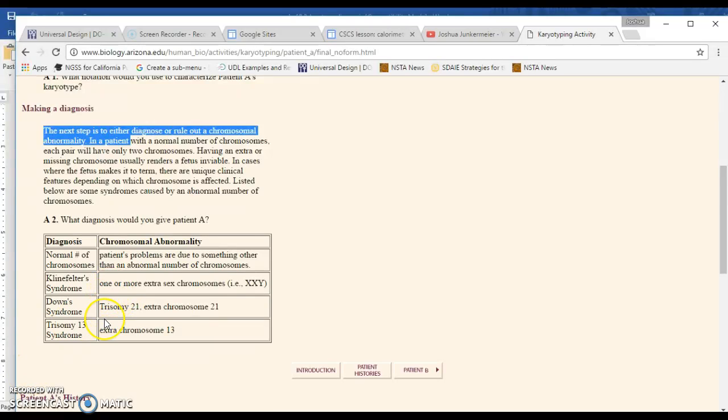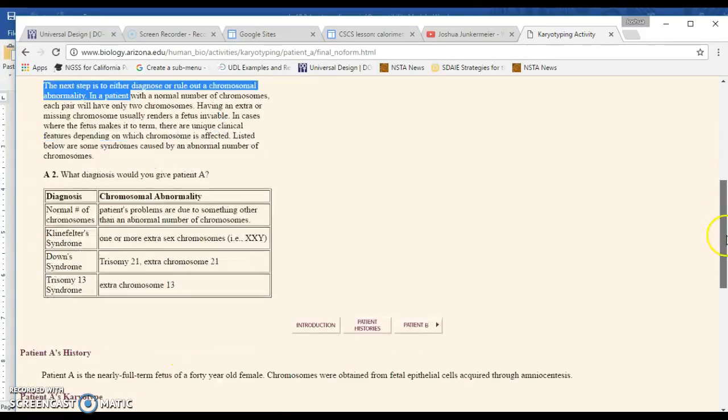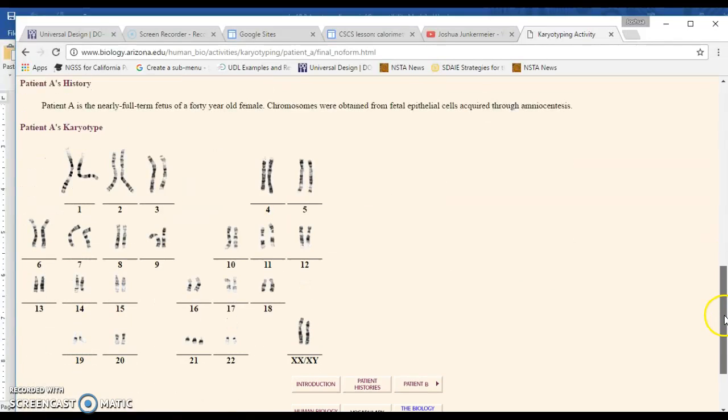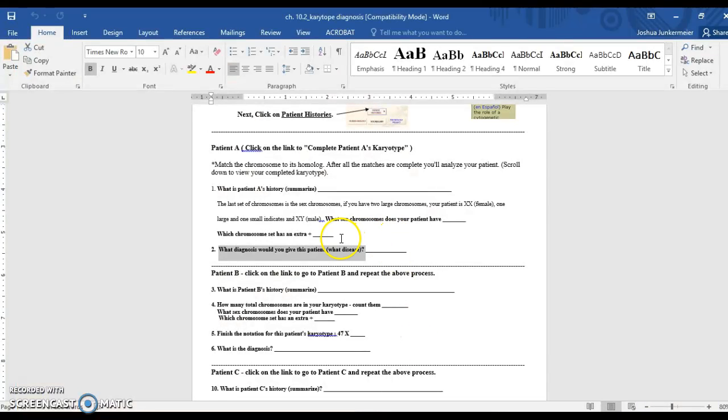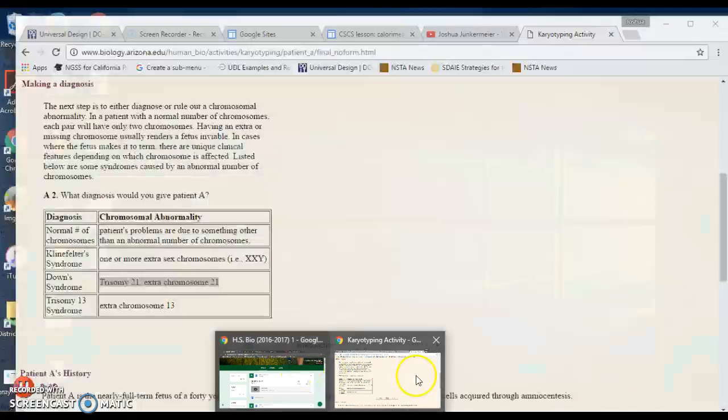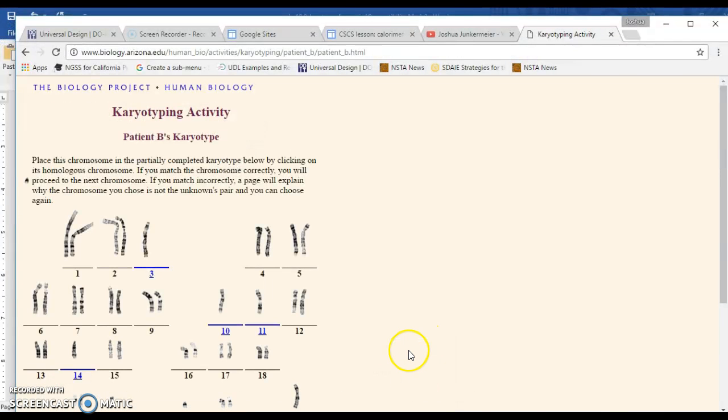And in this example, it looks like, let's see here. Oh, it wasn't an extra copy of 18. Sorry, that was my bad. So it has an extra copy of chromosome 21. So this baby would have Down syndrome. So we change this. We'd say that it wasn't chromosome 18. It was actually an extra chromosome 21. And we'd put right here that they have Down syndrome. All right, now repeat the steps for patient B and C on your own. So you go to patient B by just clicking patient B. All right, good luck.